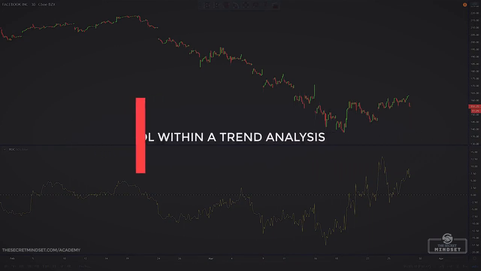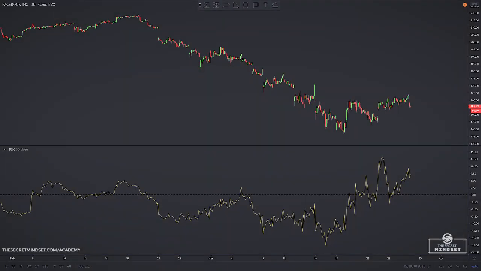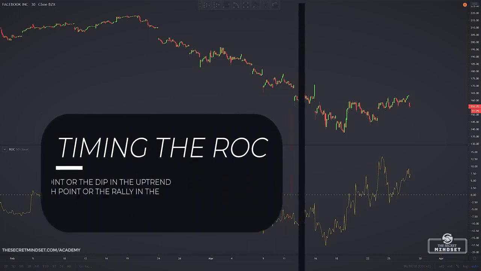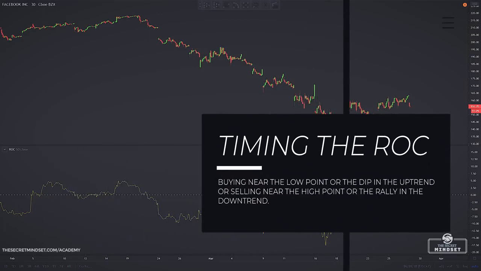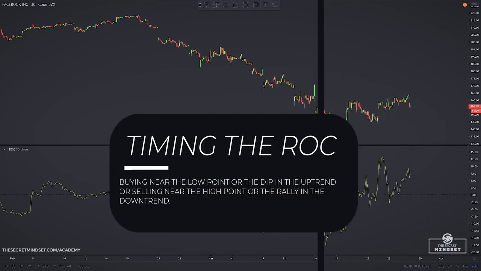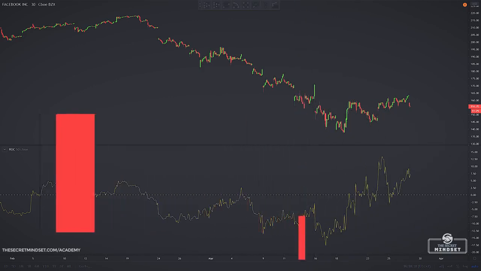We already know that price never moves in a straight line. The price posts a series of highs and lows within the trend. The challenge is of course in buying near the low point or the dip in the uptrend, or selling near the high point or the rally in the downtrend. The rate of change indicator can help you to find these points.